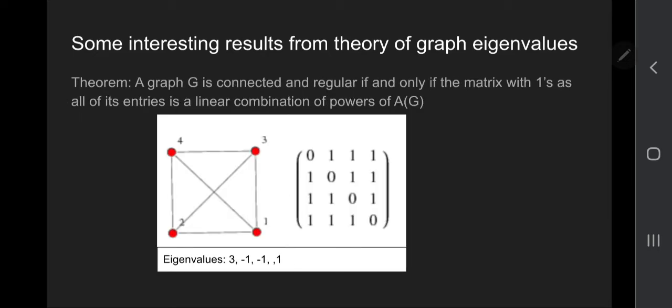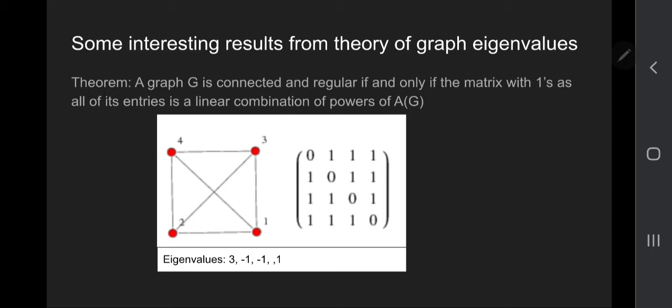One final result that I wish to talk about was, to me at least, a very beautiful result, and it has to do with regular graphs. So it says that a graph is connected and regular if and only if the matrix with only ones as all of its entries is a linear combination of the powers of the adjacency matrix.